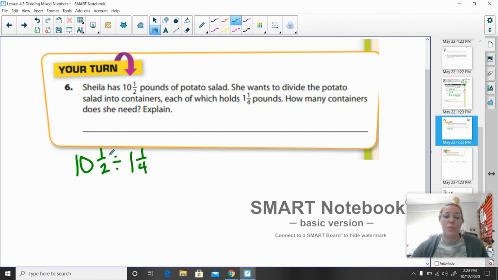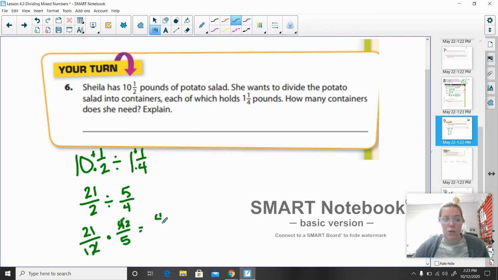So the first thing I do is turn them into improper fractions. 10 1/2: 20 plus 1 is 21/2. I keep it dividing. 4 plus 1 is 5/4. So now that they're both improper fractions, I can copy dot flip. 21 over 2 times, multiply by my reciprocal. 2 divided by 2 is 1, 4 divided by 2 is 2. So I get 42 over 5. 5 goes into 42 eight times with 2 left over. So what this gives me is 8 2/5 containers.